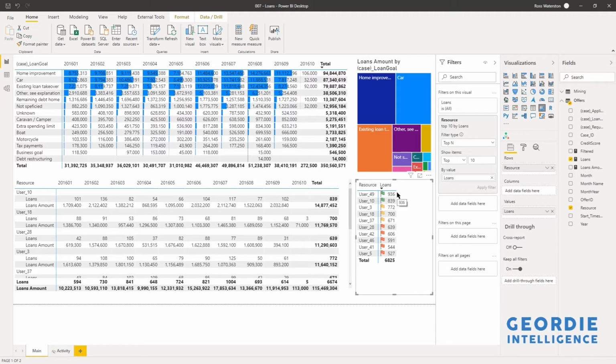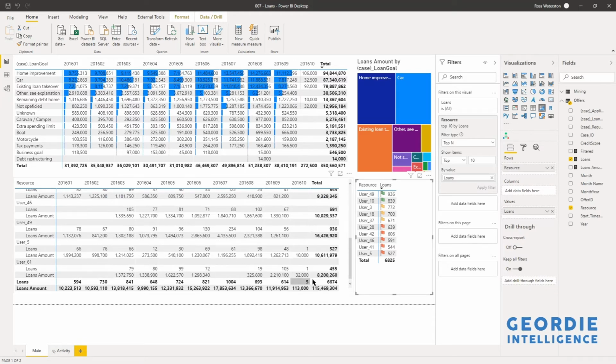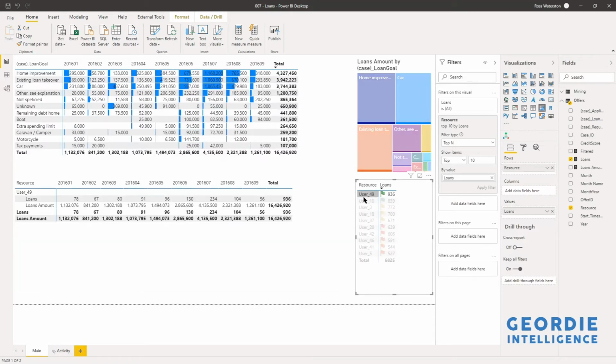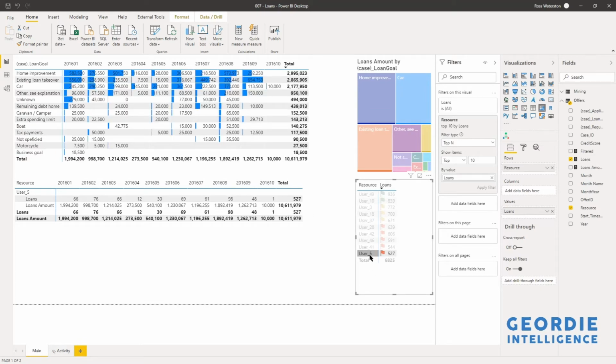We can see user 49. It's got 936 loans. What a star that user 49 is. Call him Jeff. So Jeff's got 936 loans. We can see somebody who's not doing so well. Let's call him Ross. He's only got 527 loans. He's not very good at this getting people to take loans out malarkey, is he? Maybe we should turn his hand to YouTube, see how he does there.